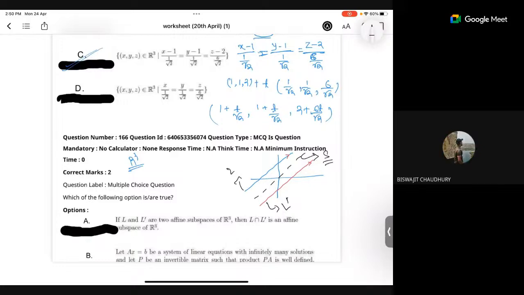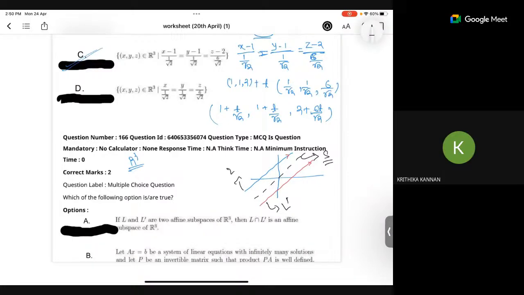So now tell me, what will be the number of elements of L intersection L dash? Zero. That is zero, right? Yes. But even that is technically a subspace.